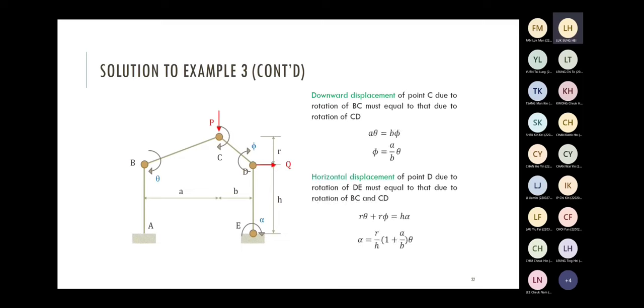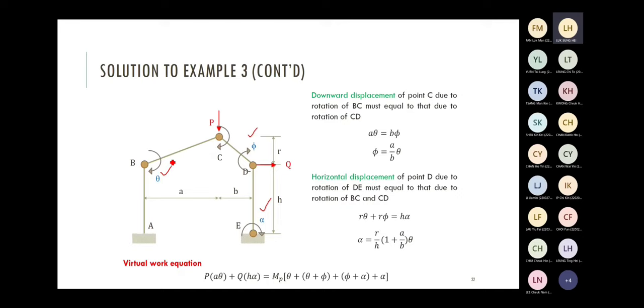And finally, you can set up the energy equations. You can set up the energy equations to find out the collapse load. But it's not easy because you can see that we have different rotation angles, theta, phi, alpha. Quite often, you have more than one rotation angle for rigid frames with inclined members. Next time, I will show you some skills on how to deal with frame structures with more than one angle.